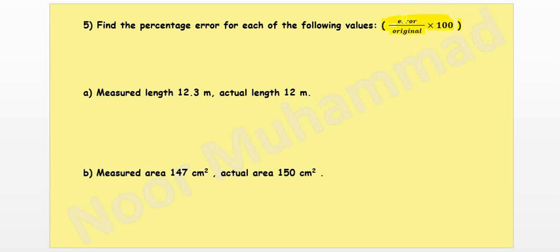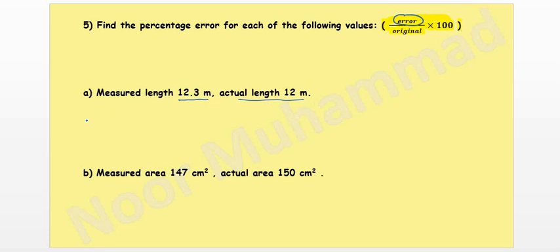What will be the difference? Only this numerator error will be replaced by the increase in the value and decrease in the value. Clear? So this formula is the basic formula for finding any percentage increase, percentage decrease, percentage error. Okay, here if you notice, they said the measured length is 12.3 centimeters and the actual length was 12 meters. So it means that there is an error, and how much is the error we don't know.